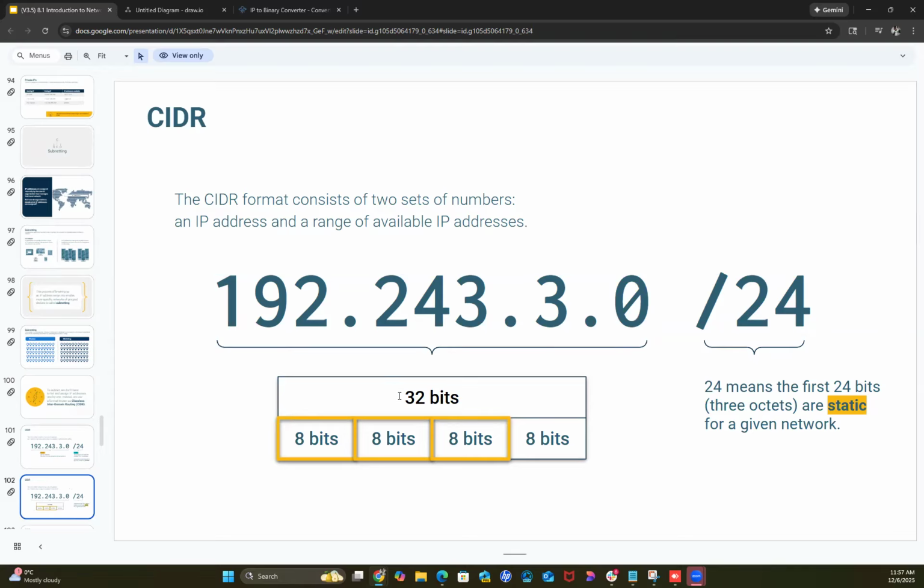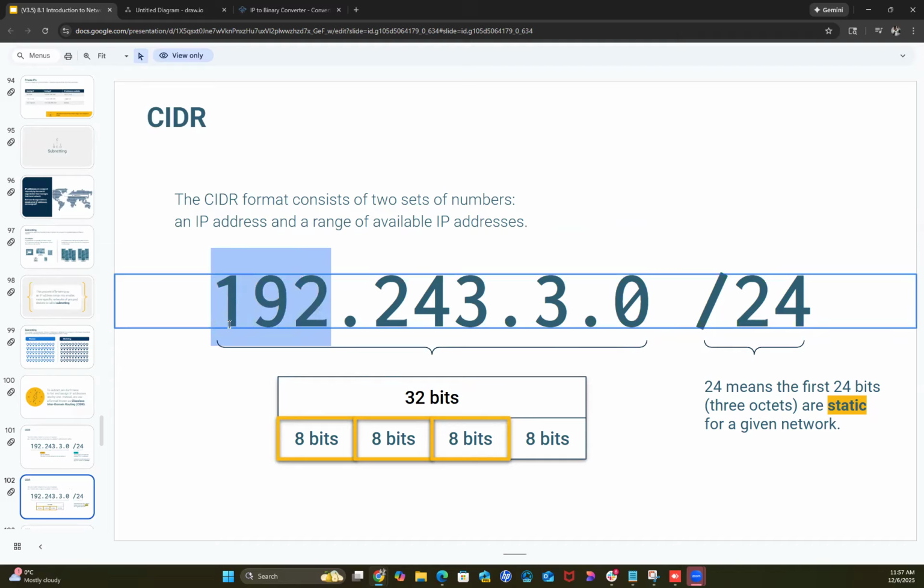The total is 32 bits: 8 bits, 8 bits, 8 bits, 8 bits. We know 192 is an 8-bit binary number, we know 243 is too, we know 3 is an 8-bit binary number, and 0 is 8 bits. So the total is 32 bits, which is one IP address. Okay.